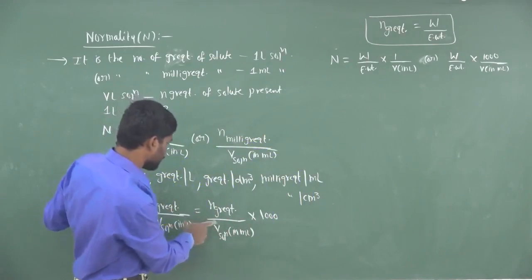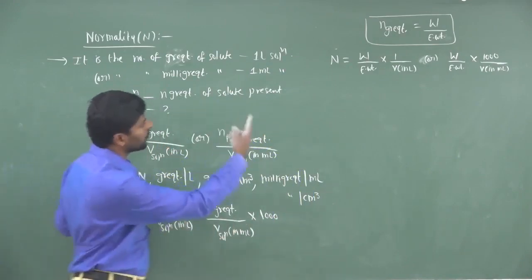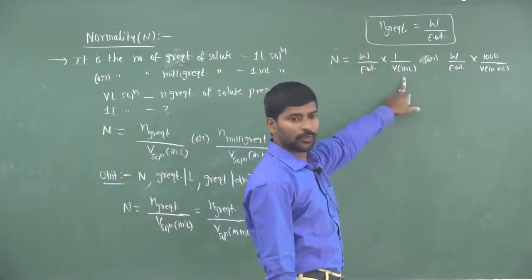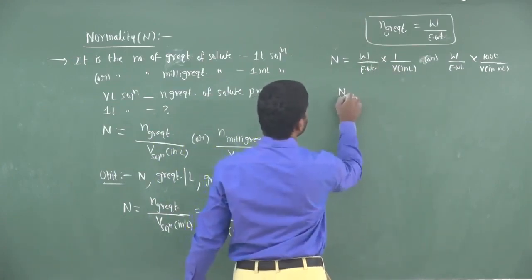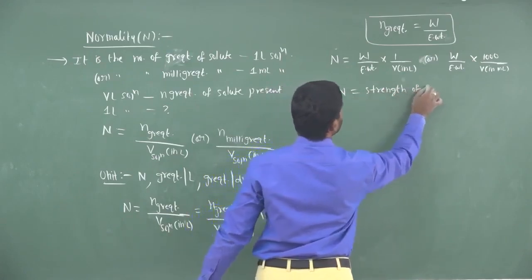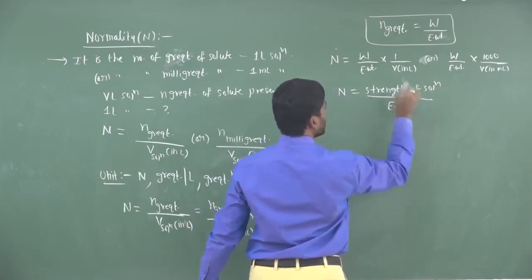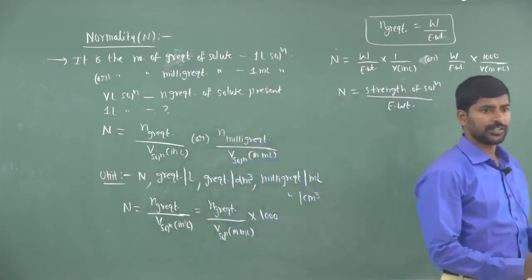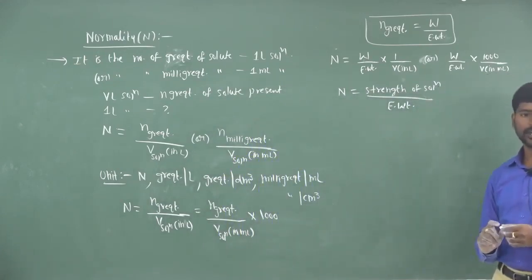Here we can write with respect to strength also. Weight of solute in grams by volume in liters is nothing but strength. So normality is equal to strength of solution by equivalent weight. In the case of molarity, it is strength of solution by molecular weight. Here, it is strength of solution by equivalent weight.